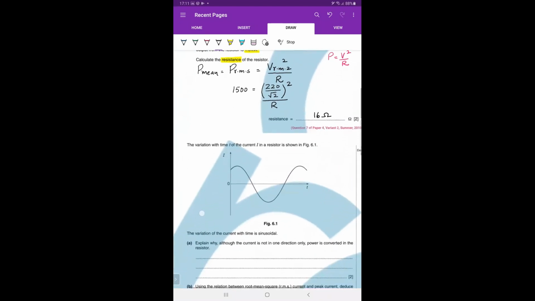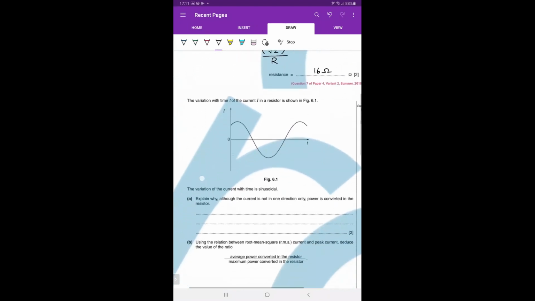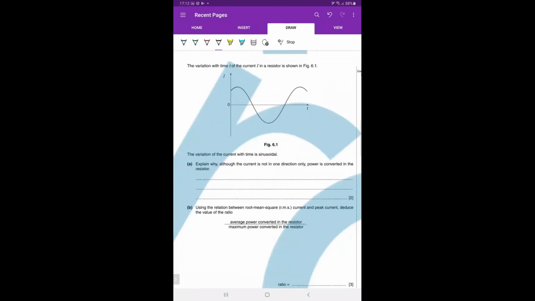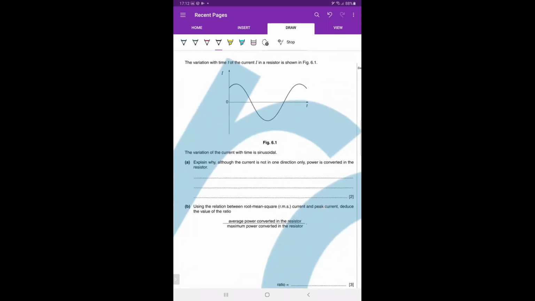This is one theory part which is quite frequently asked as well. So have a look at this question. It says the variation with time of the current in a resistor is shown in figure 6.1. So it's a graph of current against time. The variation of current with time is sinusoidal.